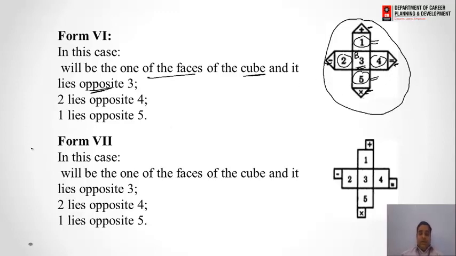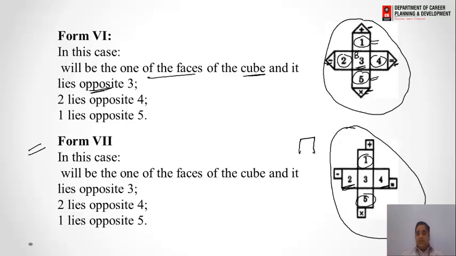Now, in the sixth form, if we cut a sheet something like that, 1 is opposite to 5, 2 is opposite to 4, whereas the top part is cut something like that, where we have this part as plus, this part as multiplication, this part as equals, and this part as minus. That means the top part, if 3 is at the bottom, this figure we have at the top.